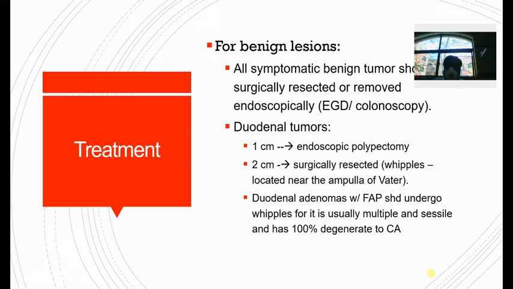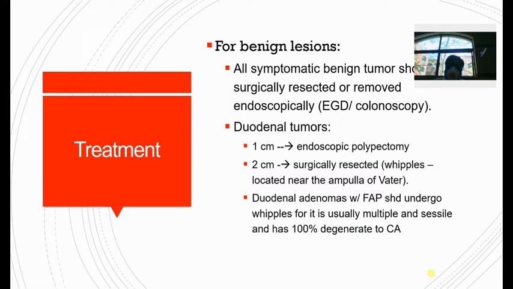So what is the treatment for these tumors of the small intestine? Benign lesions: all asymptomatic benign tumors should be surgically excised. If facilities are available, they can also be resected endoscopically through the small gut route, or when they are located in the distal ileum, they can also be approached with the help of a colonoscope.